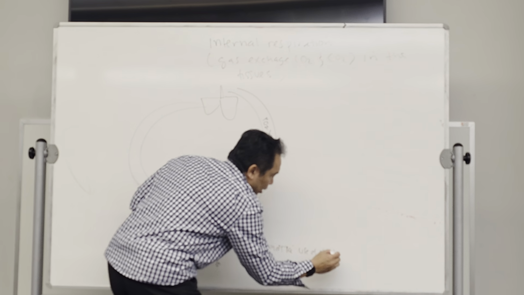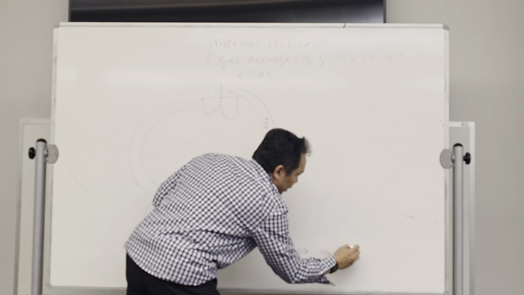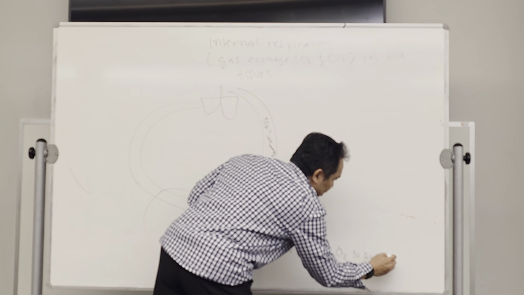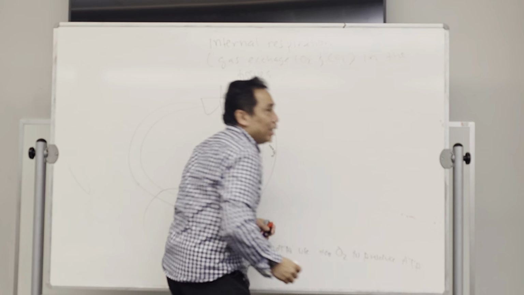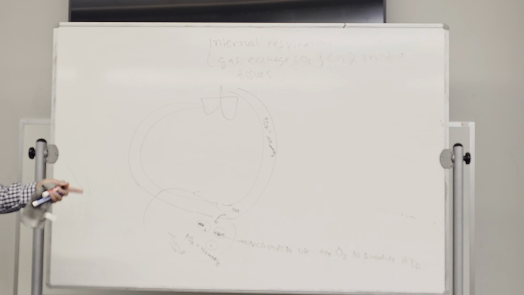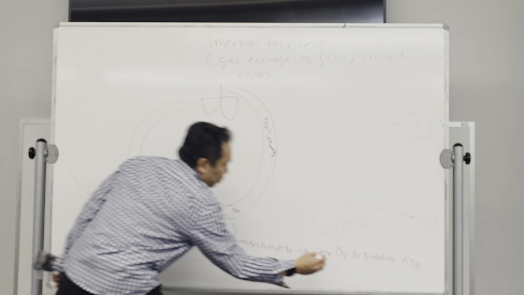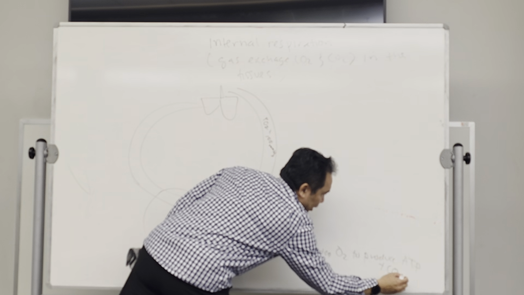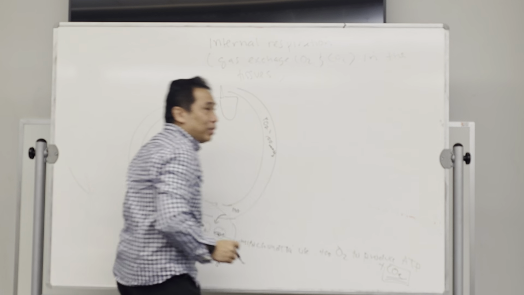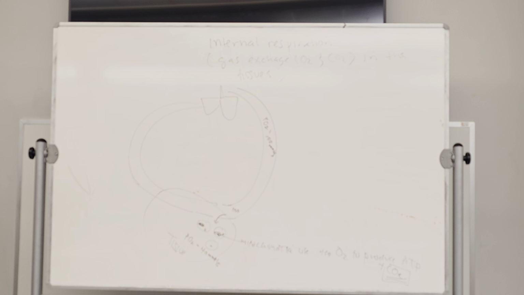Use the oxygen to produce ATP, to produce the energy. Of course, for this reaction, we also need glucose, right? So glucose with oxygen will be converted into ATP, water, and carbon dioxide. So carbon dioxide is the byproduct, the waste product. The real product should be ATP.